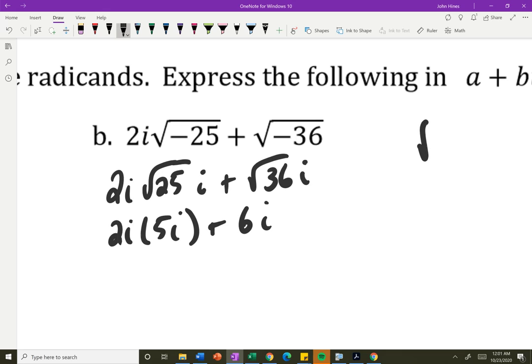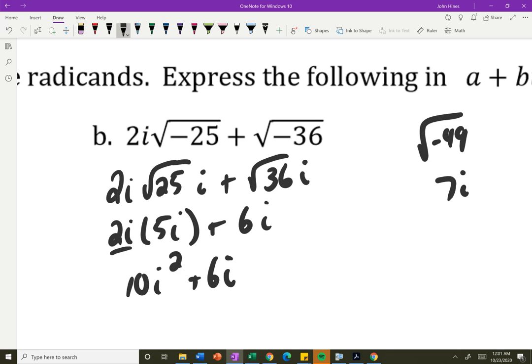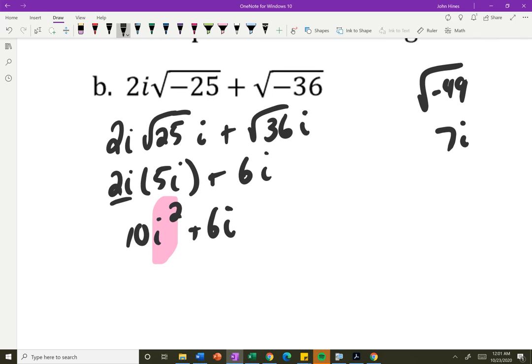So if I had the square root of negative 49, I can say, wait a minute, the square root of 49 is 7, but I'm going to throw an i on at the end. Same thing here. What's the square root of negative 25? Well, it's 5 with an i. 2i times 5i gives me 10i squared plus 6i. And hopefully you're saying, Coach, look what you got there, bud. You got an i squared, which I do. So it's really negative 10 plus 6i.